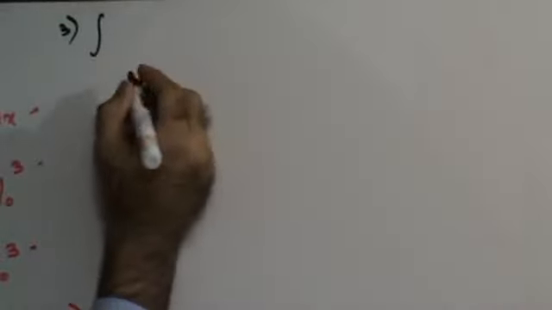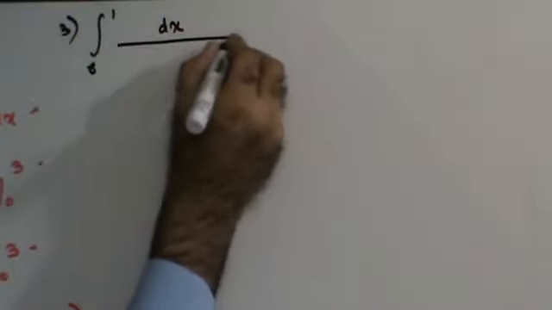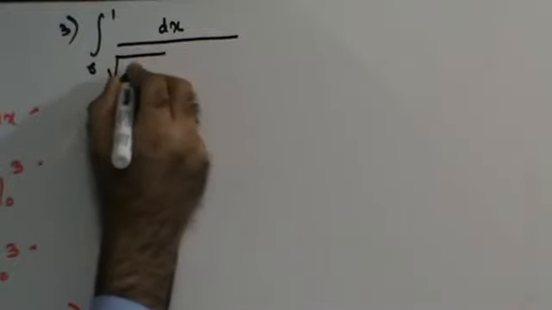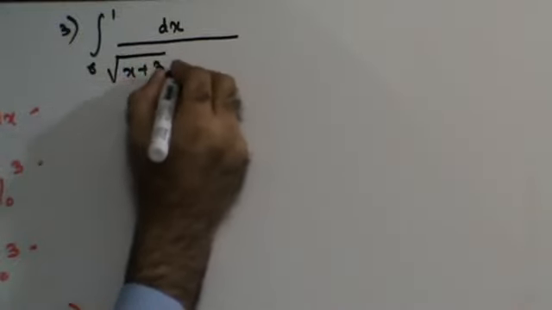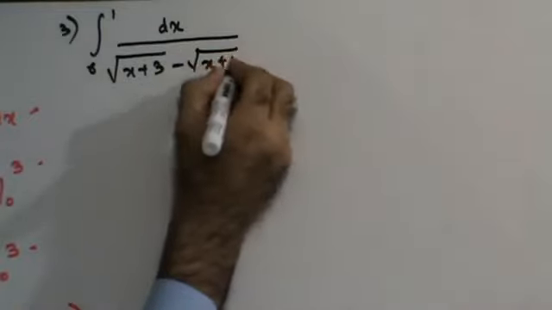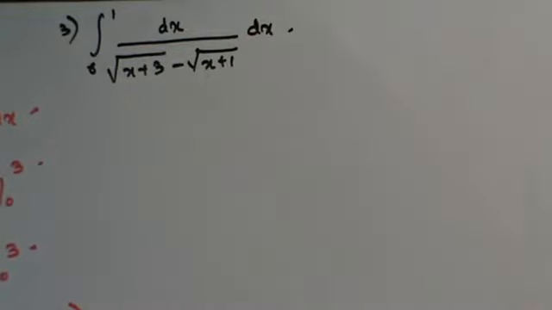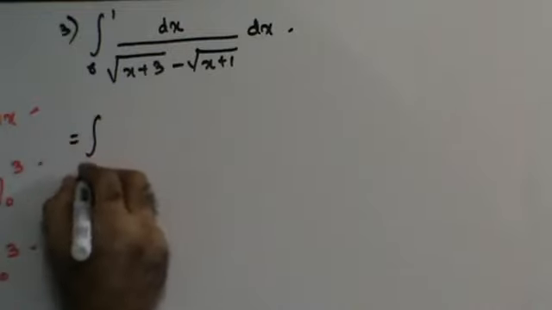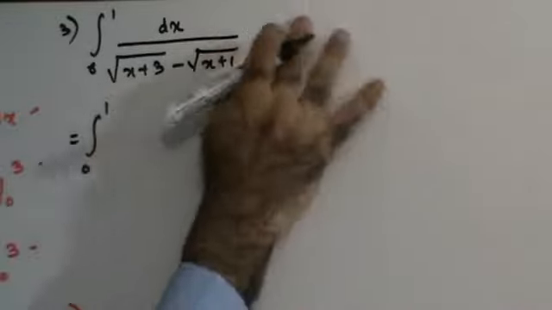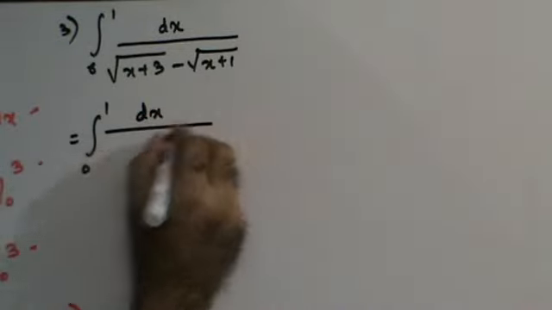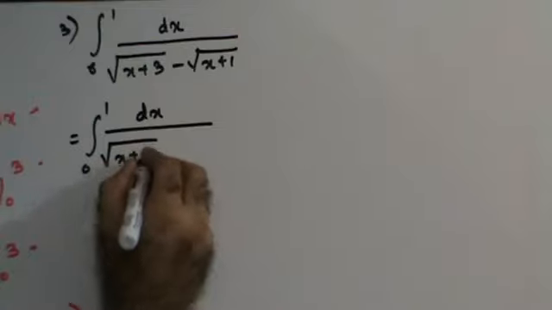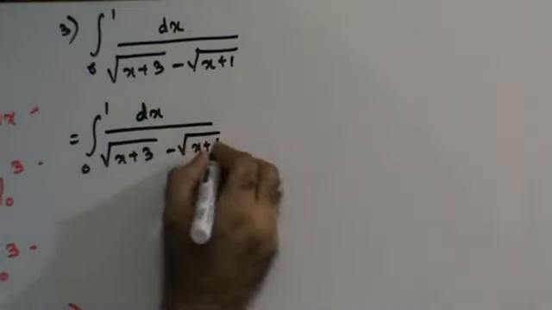Integral from 0 to 1 of dx upon root of x plus 3 minus root of x plus 1. Rationalize the denominator. This can be written as integral from 0 to 1 of dx upon root of x plus 3 minus root of x plus 1.